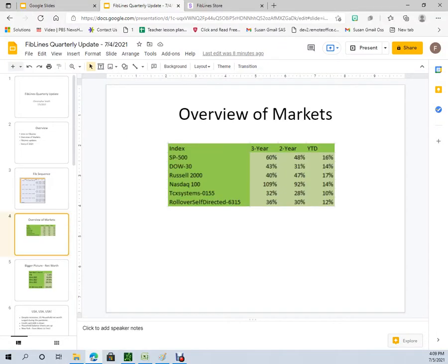So let's take a look at the stock markets. It's certainly been an incredible year so far for the markets. Dow about 16%, and Russell leading the way at about 17%, outperforming both the NASDAQ and the Dow.